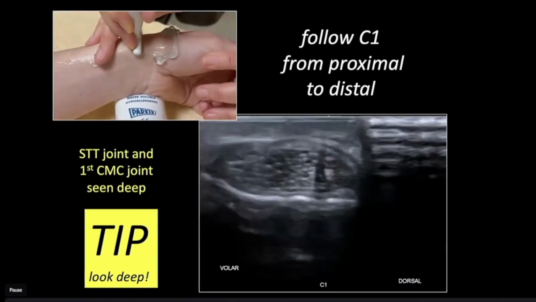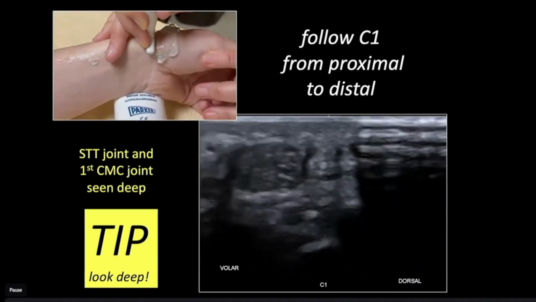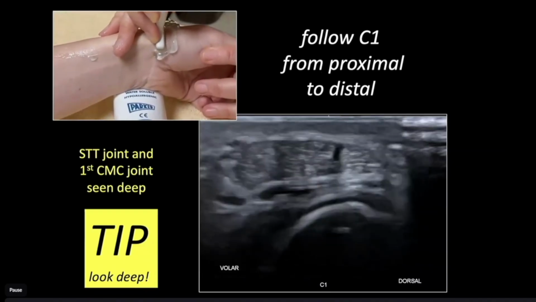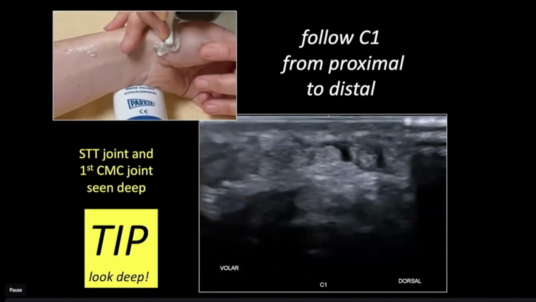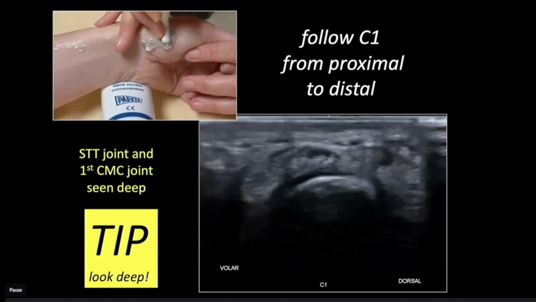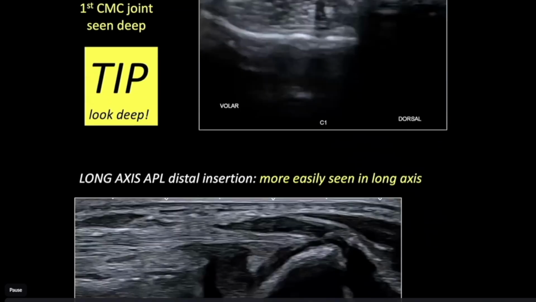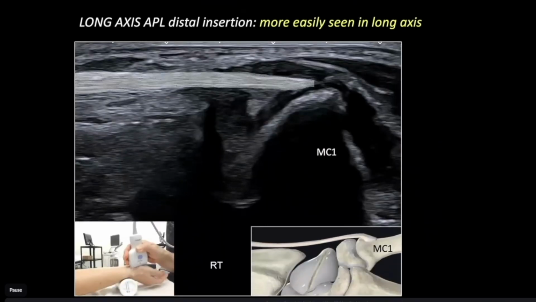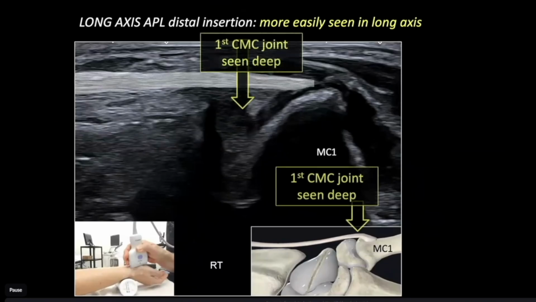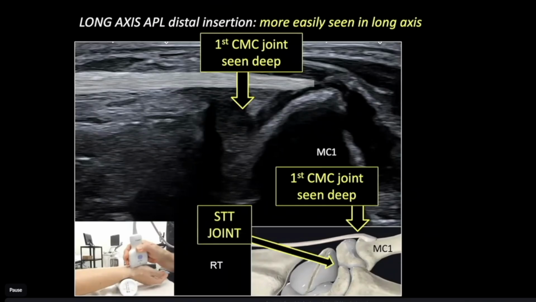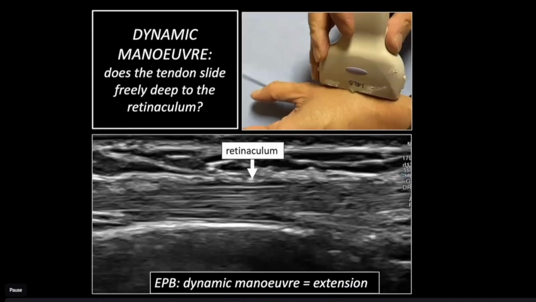Big tip here, when you're sweeping over compartment 1 from proximal to distal, there are some joints deep to your probe. That may be the source of the patient's pain. It may not be compartment 1 at all. So always look deep. Again, in long axis, these tendons are much easier to see at the distal insertion, but you want to remember there are joints deep in this location. The CMC joint, the first CMC joint, and the STT joint. Again, common areas for pain.